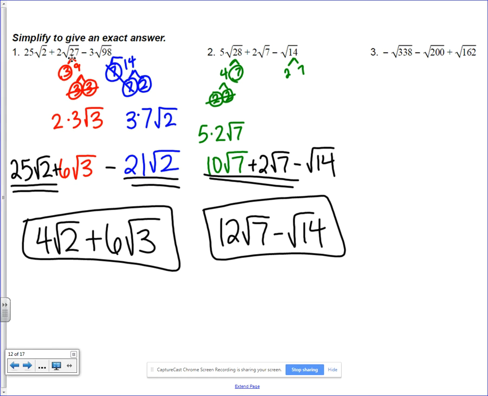338, what do you think? 13 and 26. How about the 26?